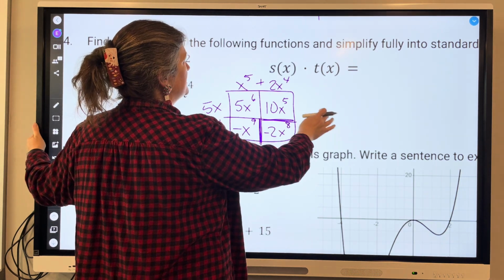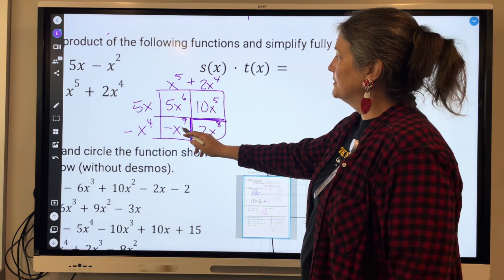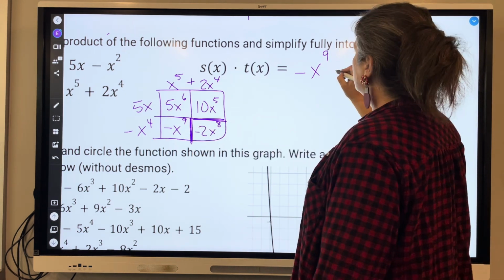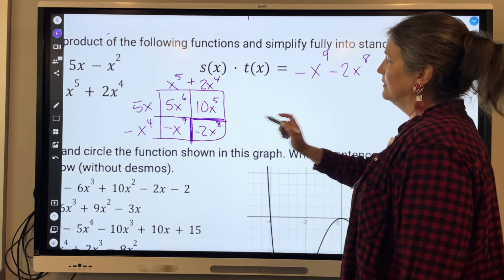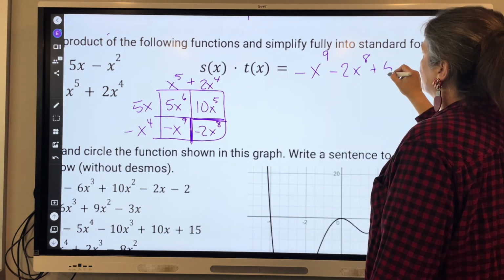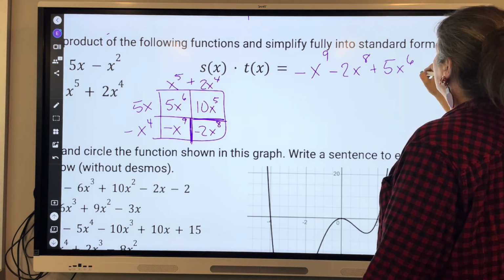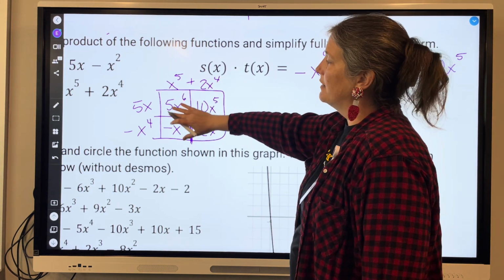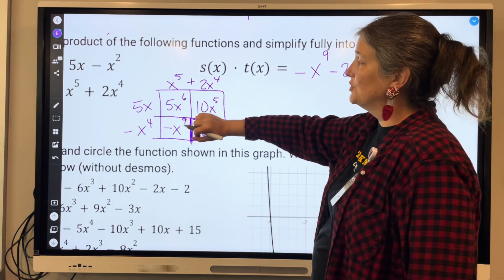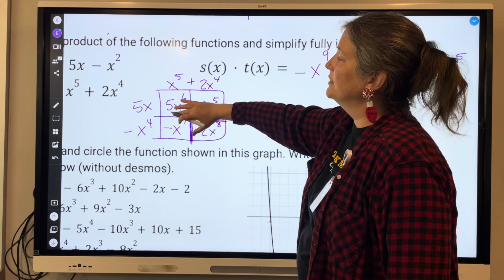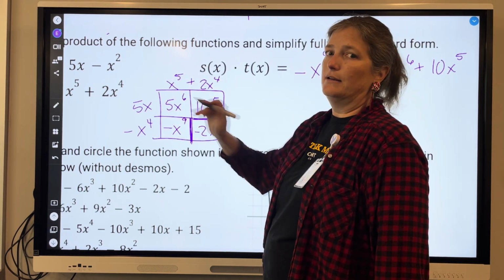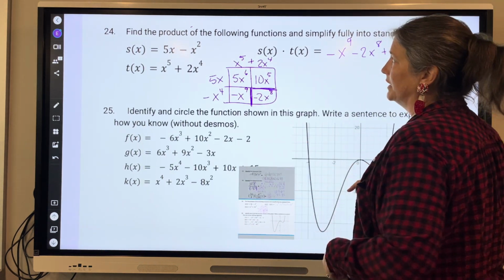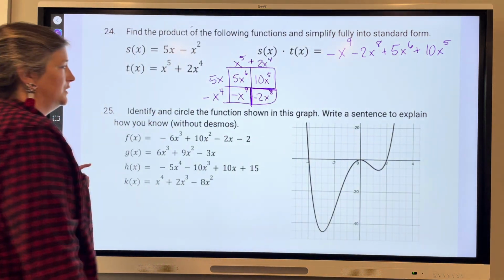Which means in fully standard form, I need to find my biggest exponent, which is negative x to the 9th. And then my next biggest is minus 2x to the 8th. And then my next one is going to be plus 5x to the 6th and plus 10x to the 5th. The result of multiplication is the area inside. When we were doing division, we put our numerator inside and divided by the outside edges. So area model, keep in mind what you're starting with and what you're going for.